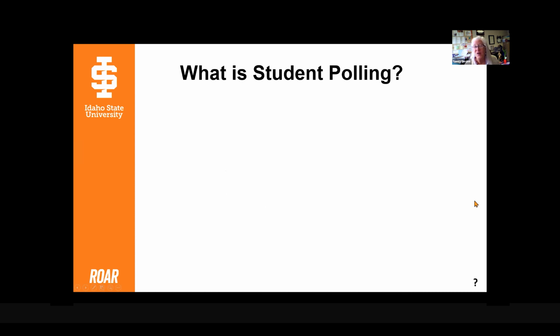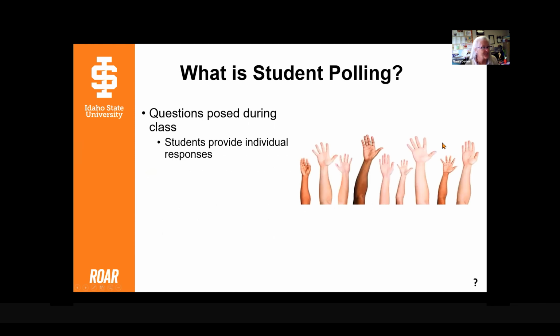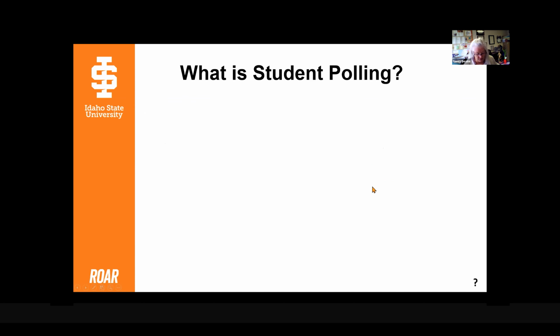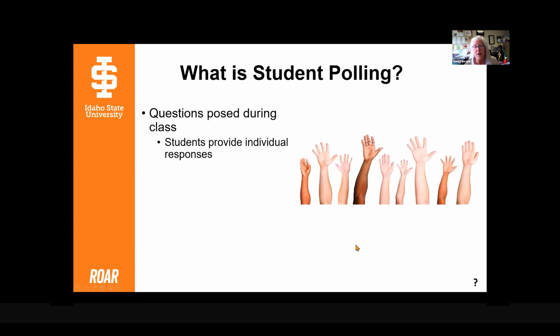So first of all, what is student polling? Polling is a way to pose questions during a classroom, and students are able to provide individual responses. And early on in my teaching, before the polling technology was available, this is what it looked like. Oops, it just disappeared. This is what it looked like. People would raise their hands. I would ask a question, how many of you think this, right? And that's what we had available. And that was one way to try to engage and see what students thought, and to adjust.